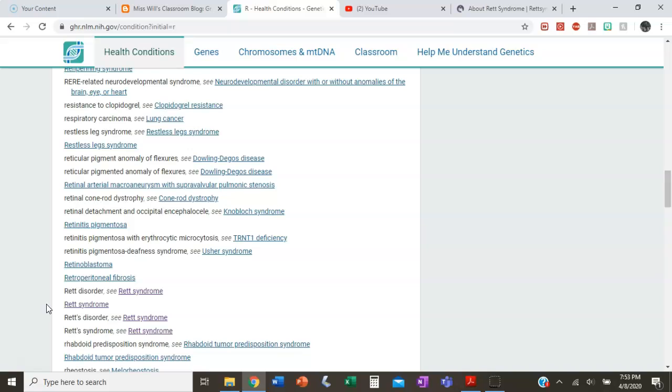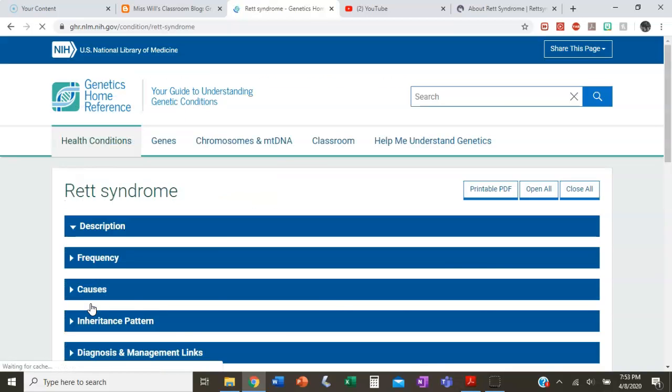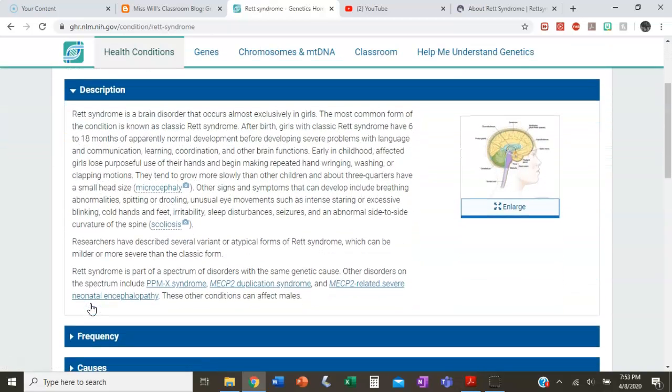Just real quickly, I'm sure if you've looked at this website at all, you've noticed that there are thousands and thousands of these genetic disorders. So I will click on Rett syndrome, and it starts right off with a description. Now this may go into a little more detail than we need for this first slide. It may have a lot of vocabulary that we don't necessarily need to use, but it gives us a little bit of an idea of the description. So this would be one place that we would look.